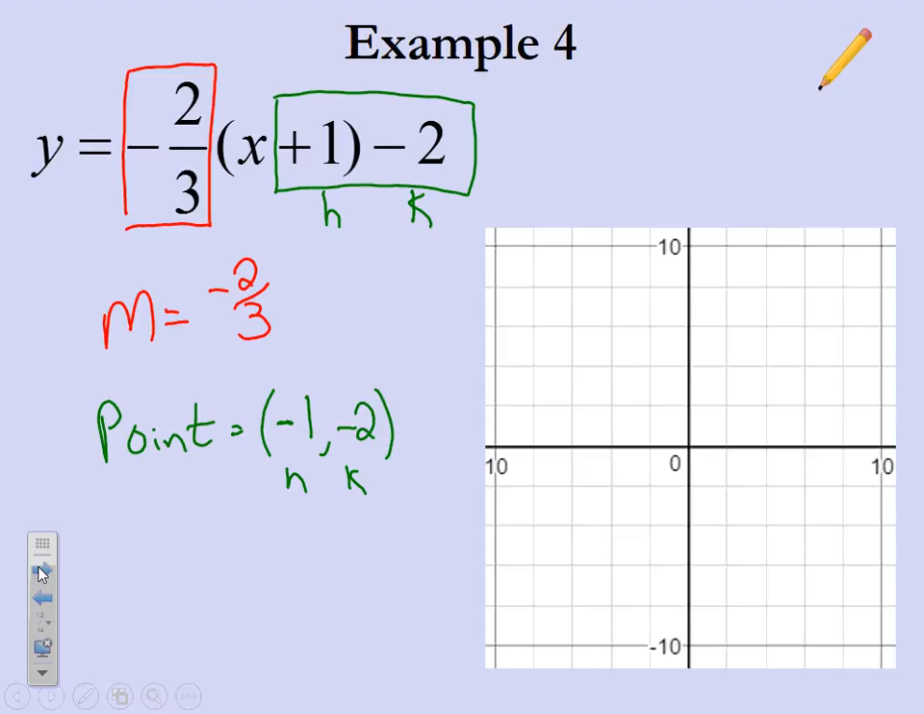Now to graph it, we just plot our point first. So I have (-1, -2). We're going to be right here. There's my point. Now I'm going to use my slope to find my next one. It's -2/3. So I'm going to go down 2 and then over 3 to the right. So 1, 2, 3. Can do another one. Down 2 over 3 spots. Right there. Once we have that done, we can connect our points, and we have just created a line. Okay? So there's example number 4. Please make sure that's in your notes.